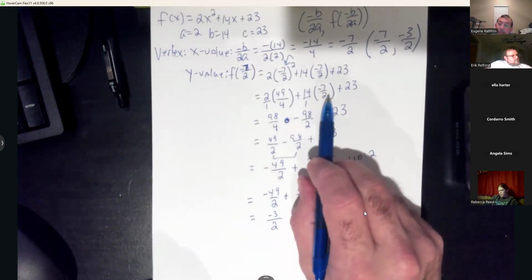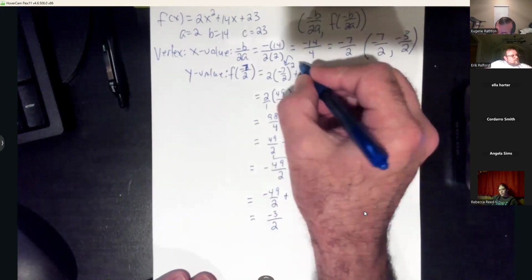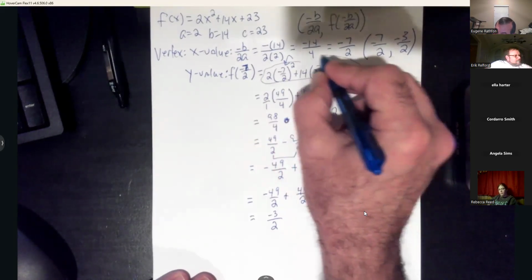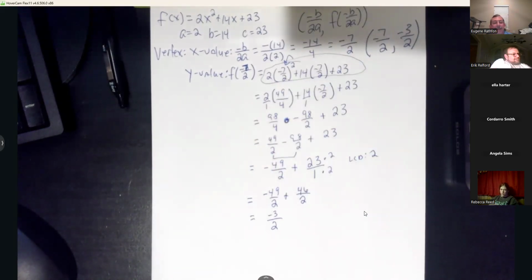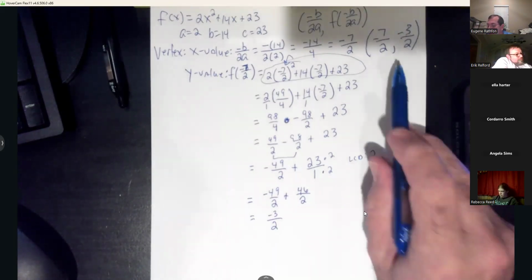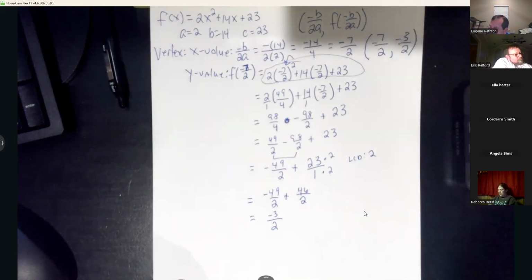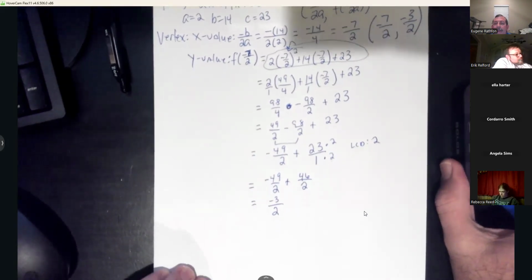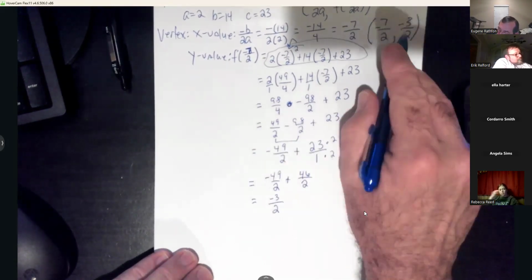Now, y'all, on the calculator, like I said, at this point, you could have plugged that right into the calculator. It would have given you a decimal, but turn the decimal back into a fraction and get that negative 3 halves. Alrighty, so that's your vertex.